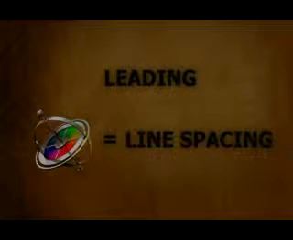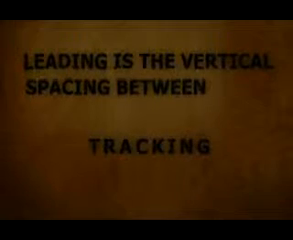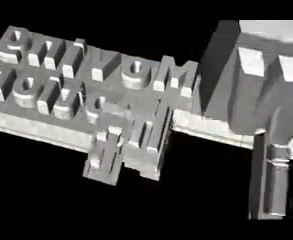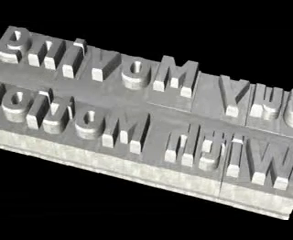Next, let's talk about leading, which is called line spacing in Motion. So, tracking is the horizontal spacing between letters, while leading is the vertical spacing between lines. It's called leading because back in the old printing press days, when a person would set the type by hand, they would place lead strips in between the lines of letters.